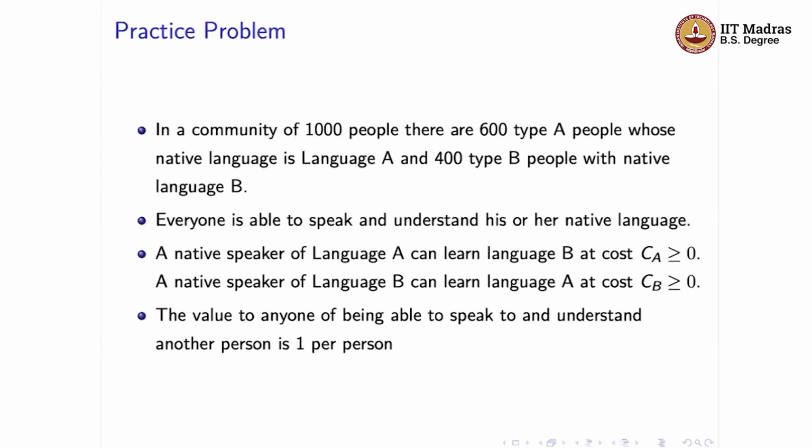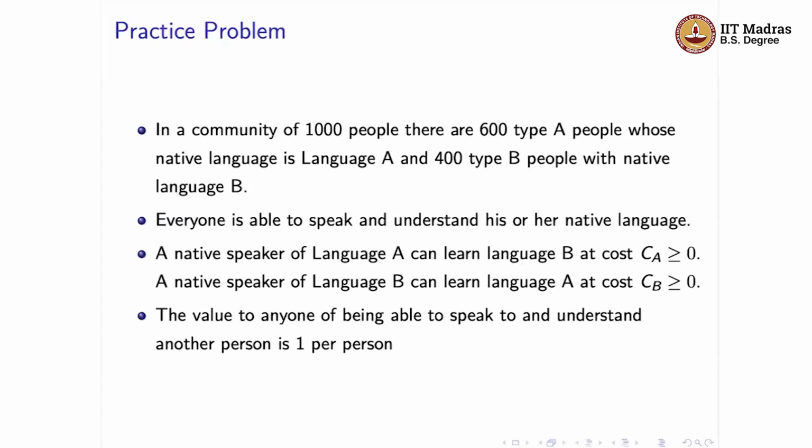So remember that one of the examples where we talked about direct network effects was that if you are able to speak a language, then as more people are able to speak the language that you know, that is beneficial, right? So here we have a community of 1,000 people, and out of them, 600 are type A people whose native language is A, and 400 are type B people with native language B. So everybody knows their native language, but they may or may not know the other language.